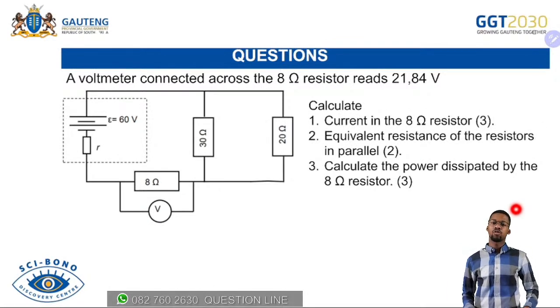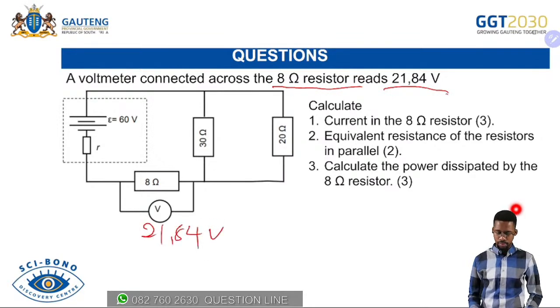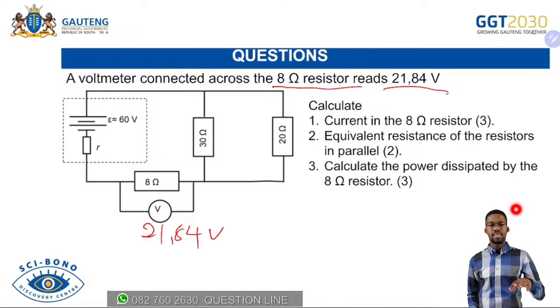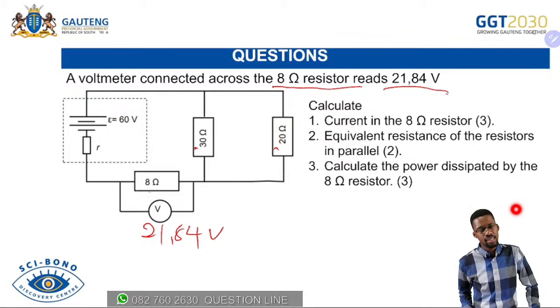Now, class of 2022, let us respond to this question. A voltmeter connected across an 8 ohm resistor reads 21,84 volts. And analyze the diagram. You should be in a position to see that this is a combination circuit. How do we see it? These resistors are connected in parallel, and they are also in series with this 8 ohm resistor.